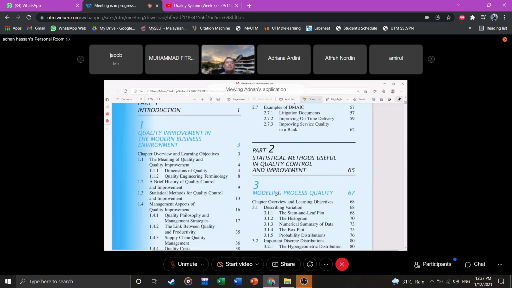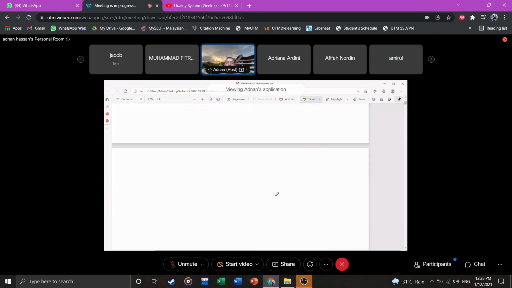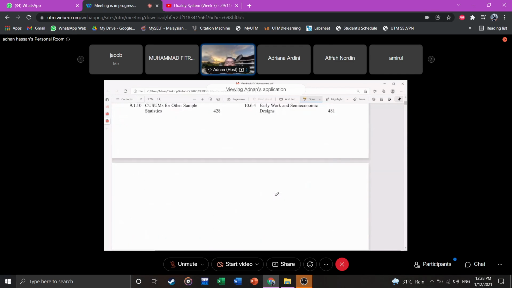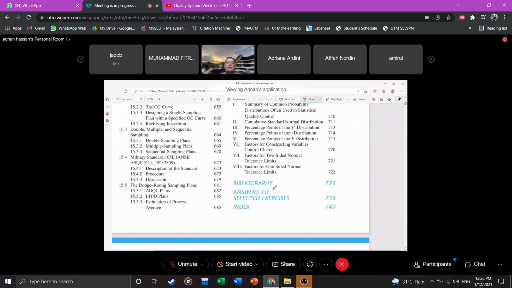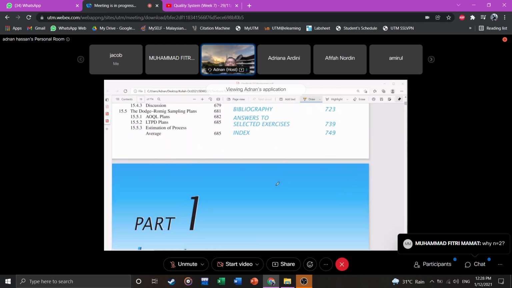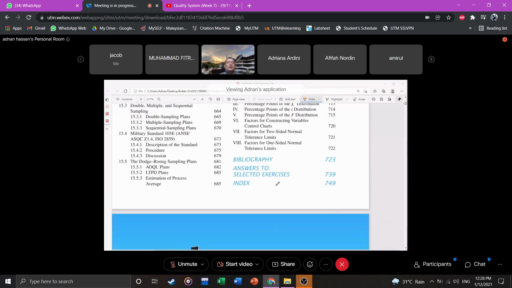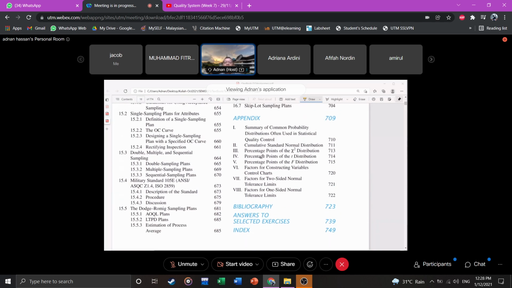Okay, if you found the table, please let me know, so I don't have to waste time here. Okay, index, we have the index. There's no table. There's no table for appendix here. Standard table. Factors. Okay, factors for constructing variable control chart.